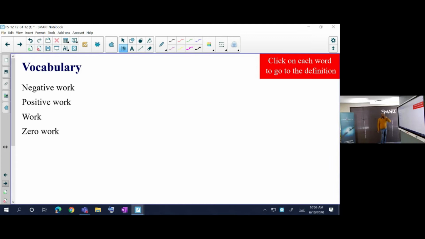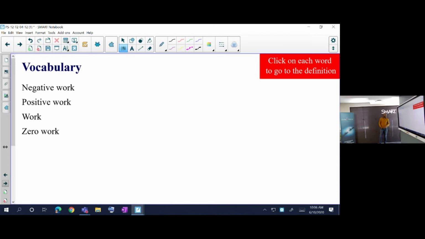Okay, we have to look at the positive work. When it comes to positive work, that is the energy transferred to a particular object. This object will move in the direction of the force, and it's going to be indicated by a plus. Okay, we have work. That is the product of the force applied to a particular object and the distance covered by that object in the direction of the force.